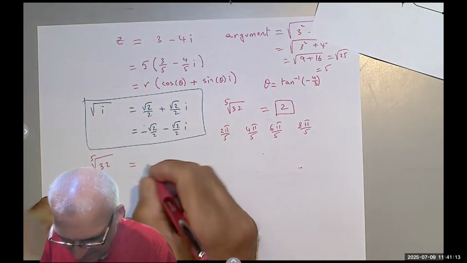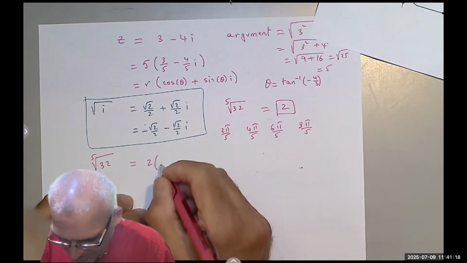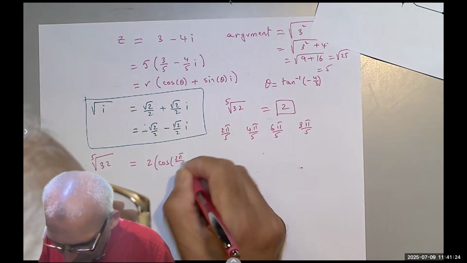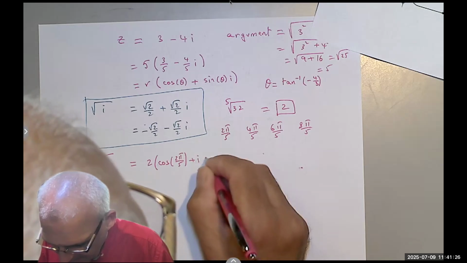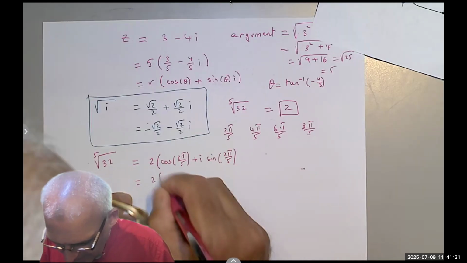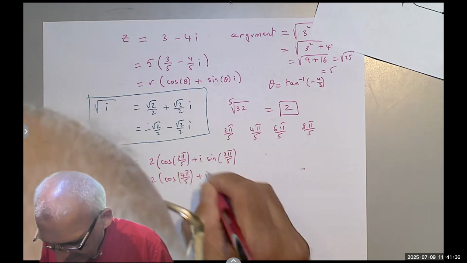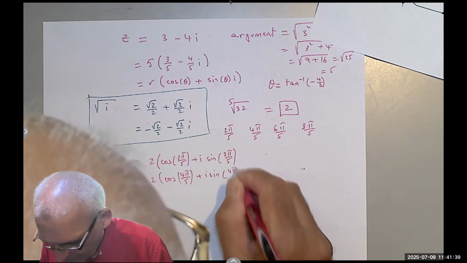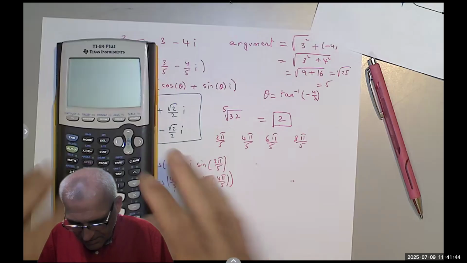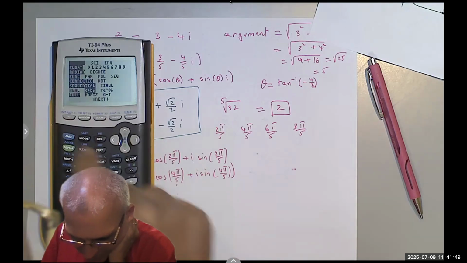Notice that I get 2, but it's multiplied by cosine 2 pi over 5 plus i sine 2 pi over 5. It equals 2 times cosine 4 pi over 5 plus i sine 4 pi over 5. And keep doing that. Let's use a calculator to see that.